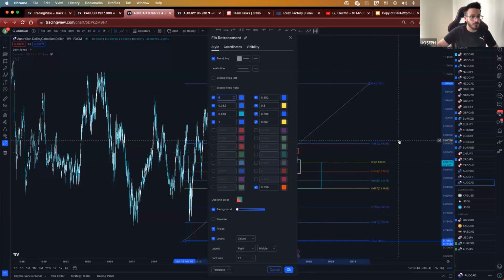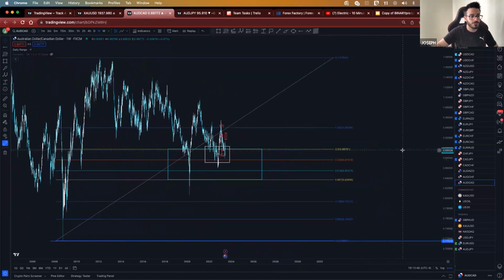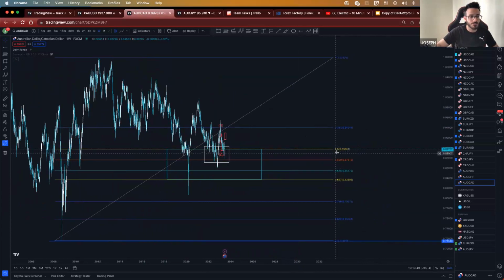Because basically the most important levels that we have in the SK system are the 0.5, 0.559, 0.618, and 0.667. This is what we call the golden area for the Fibonacci.